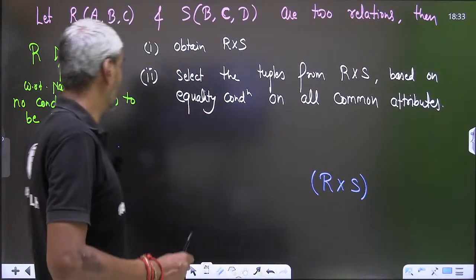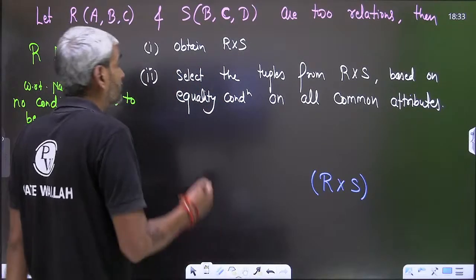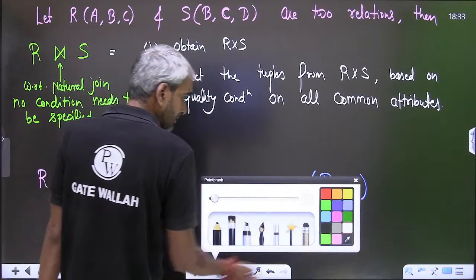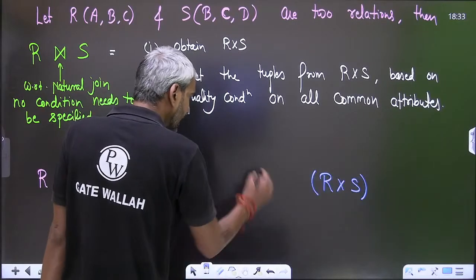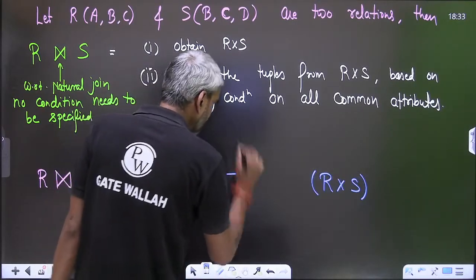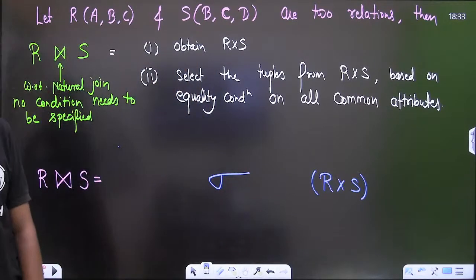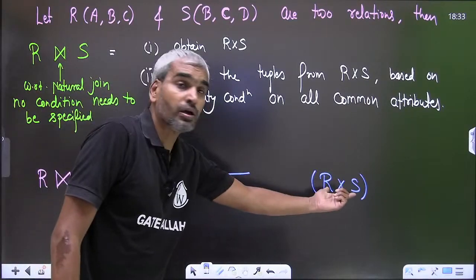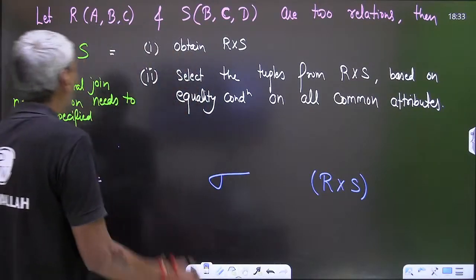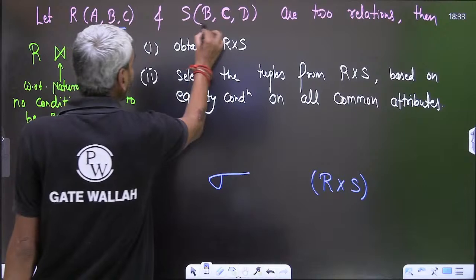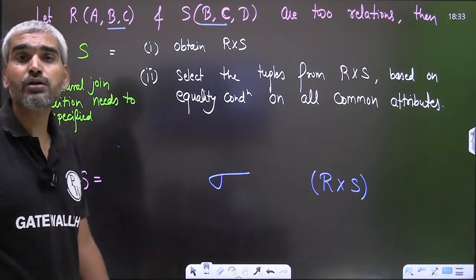So, please try to understand. The second thing is, you'll have to select the tuples from this R cross S. So, on this R cross S, you will have to apply the selection condition. What will be the selection condition? Whatever the common attributes among R and S are, on those attributes you need to apply the equality condition.